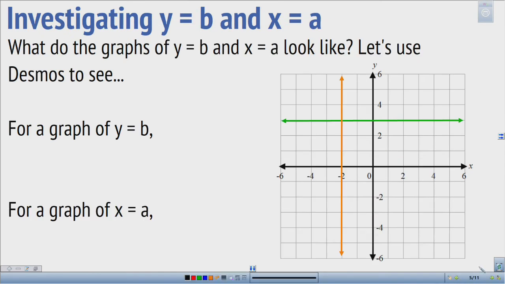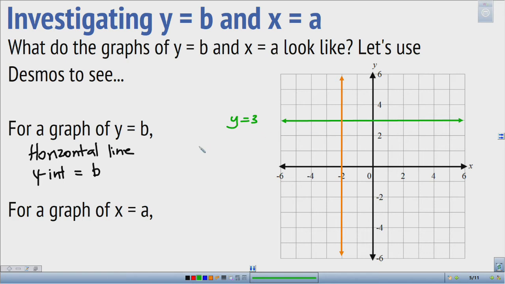So let's go back here. For a graph of y = b, it is a horizontal line, and the y-intercept is equal to whatever that number b is. So in this case, this is a horizontal line, and it crosses at 3. That means I can write the equation of this line as y = 3. I just need to know where it crosses the y-axis.